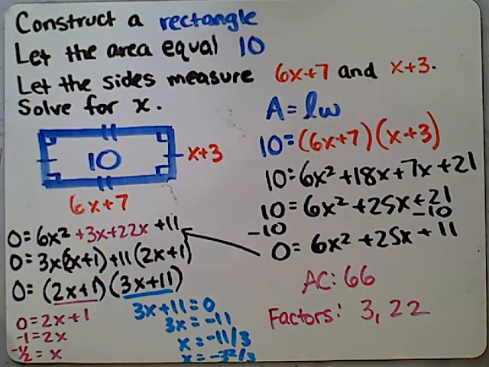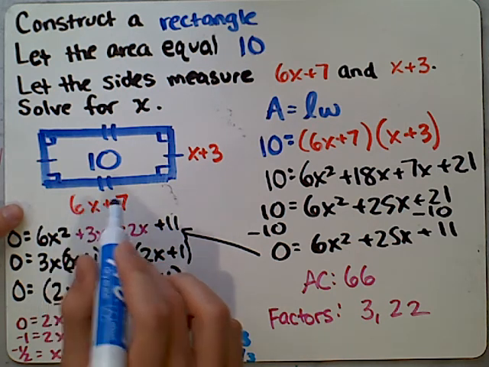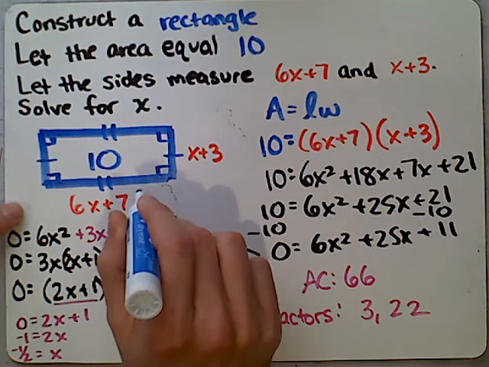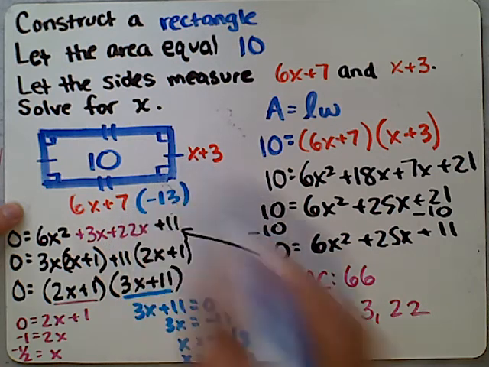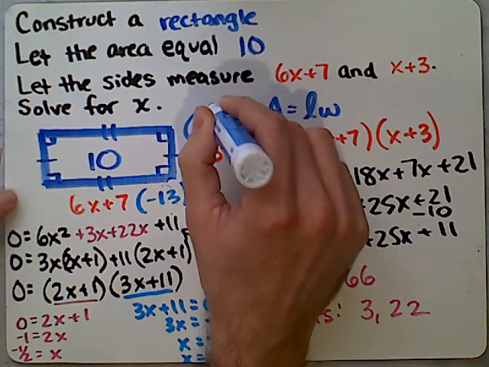So we want to take our negative 3 2/3 and do the same thing there. Negative 3 2/3 times 6 is actually going to give us negative 20. So negative 20 plus 7 is going to be negative 13. Negative 3 2/3 plus 3 is negative 2/3.